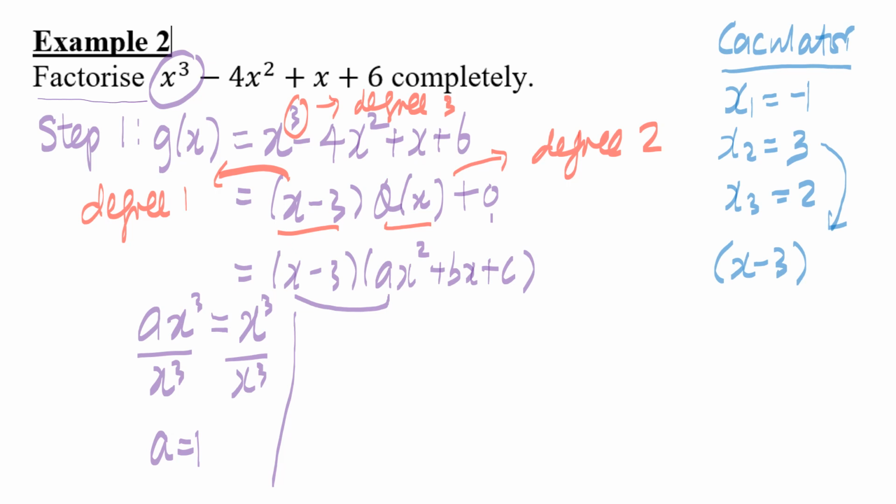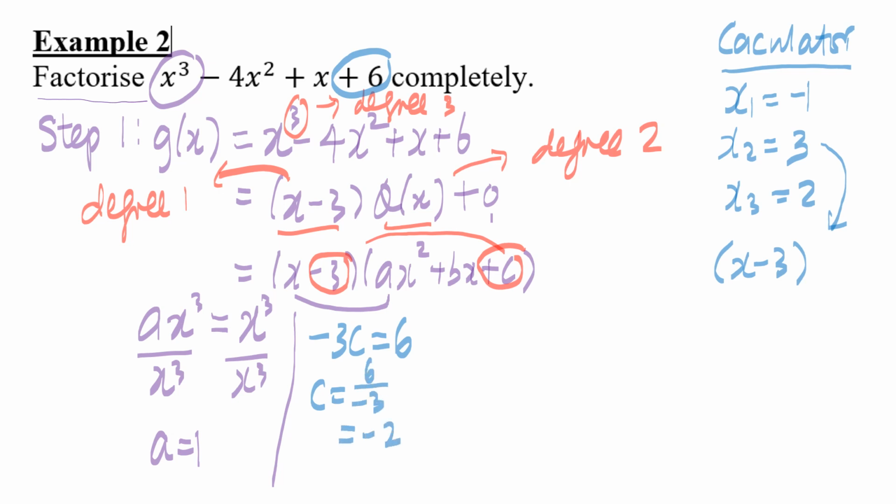And then how about the constant c? So you just take the last term, multiply with the last term here. Okay, and you will have -3 times c will be -3c, and that will give you +6. So c will be 6 divided by -3, gives you -2. Okay, right. So after you have found the values for a and c, we're just going to substitute into the previous line. So a will be 1. So 1 times x squared will just give you x squared plus bx, and then -2.